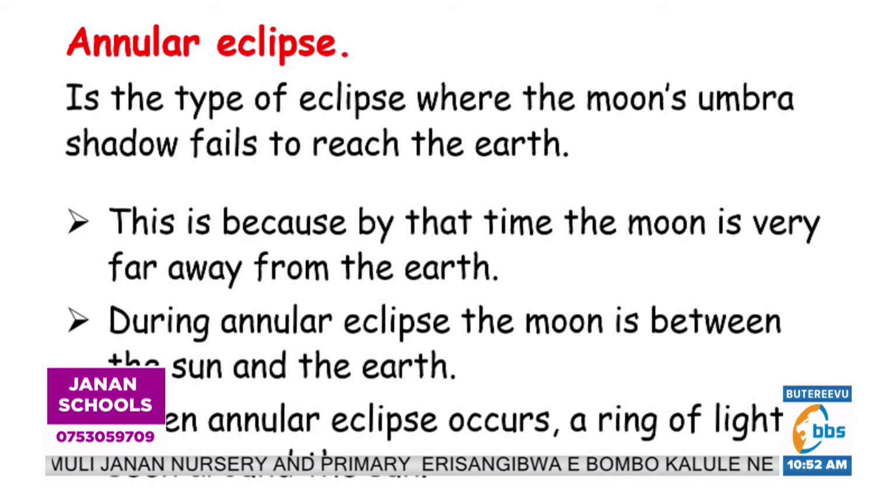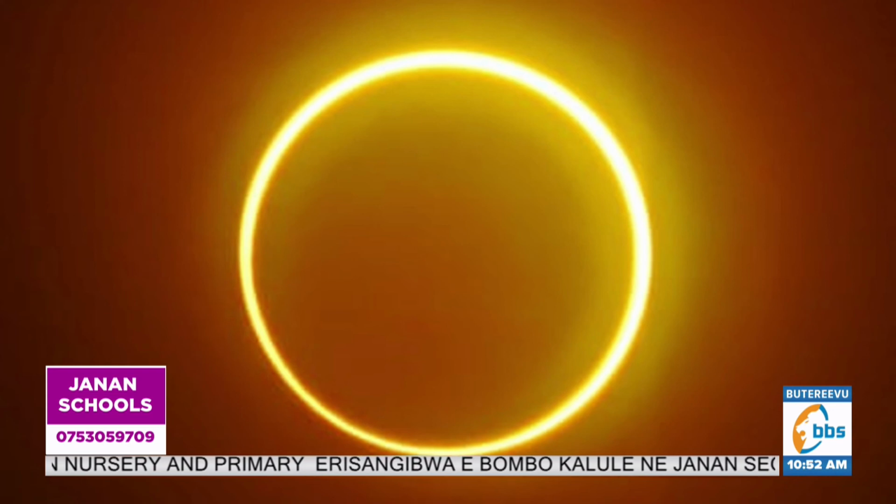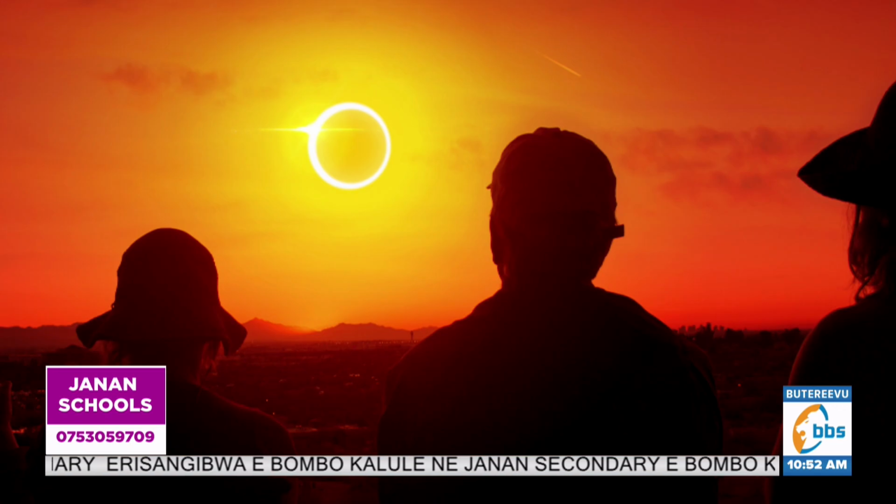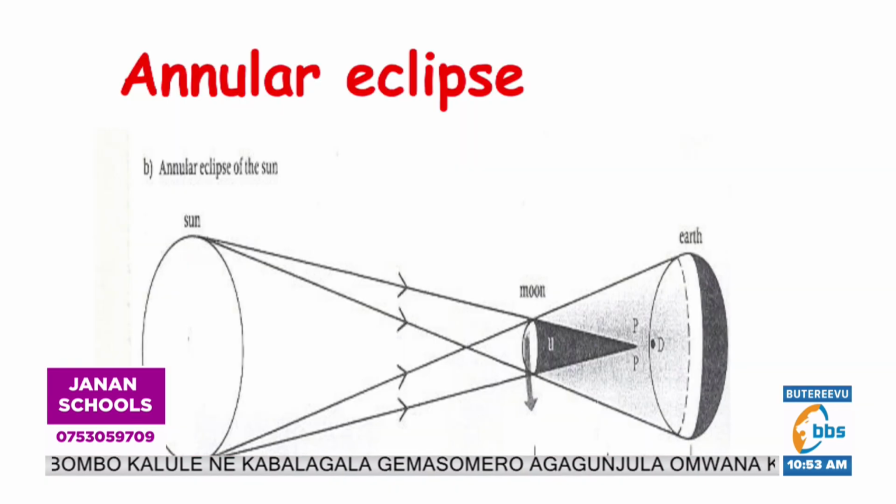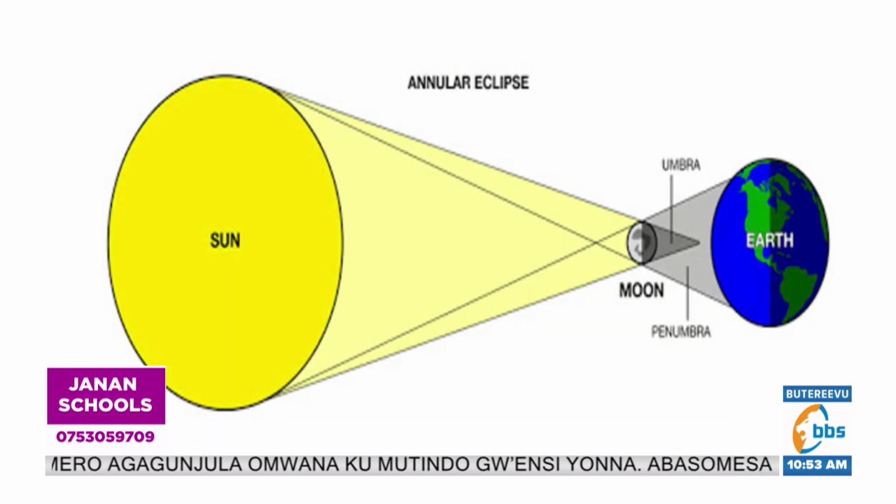Let me show you that. That is what we call a ring of light. And we can proceed to the next one. Those are people who are seeing the ring of light, and that is annular eclipse. If you're asked to draw, that is what you're supposed to draw. The umbra shadow is not supposed to reach the what? The earth. So you can draw that if you're asked to draw.